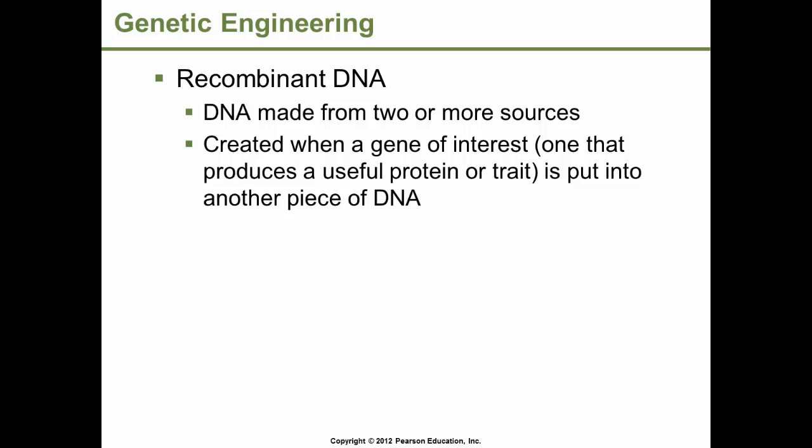Recombinant DNA is the term used to describe DNA that's made from two or more sources. Recombinant DNA is created when a gene of interest, one that produces a useful protein or trait, is put into another piece of DNA.